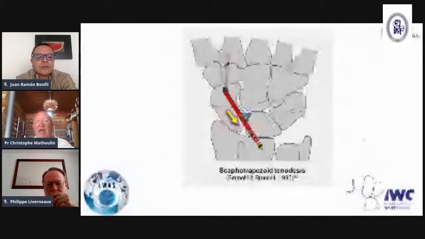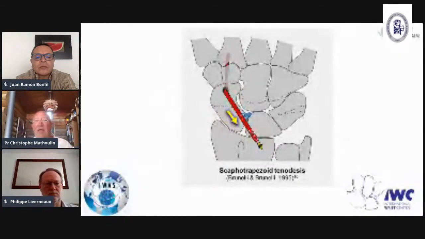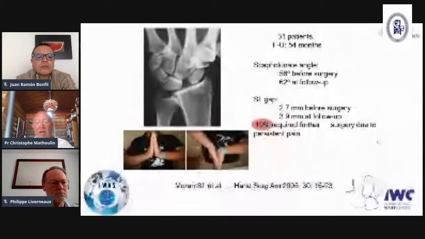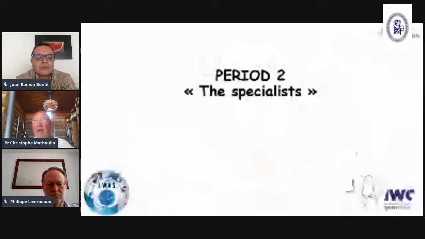that rotary subluxation of the scaphoid can appear only if you have a volar STT ligament tear. We were really happy at this period because we believed the problem had been solved. Unfortunately, you see the last report by Moran, from the Mayo Clinic, and you see that it doesn't work, and it was not a good solution.